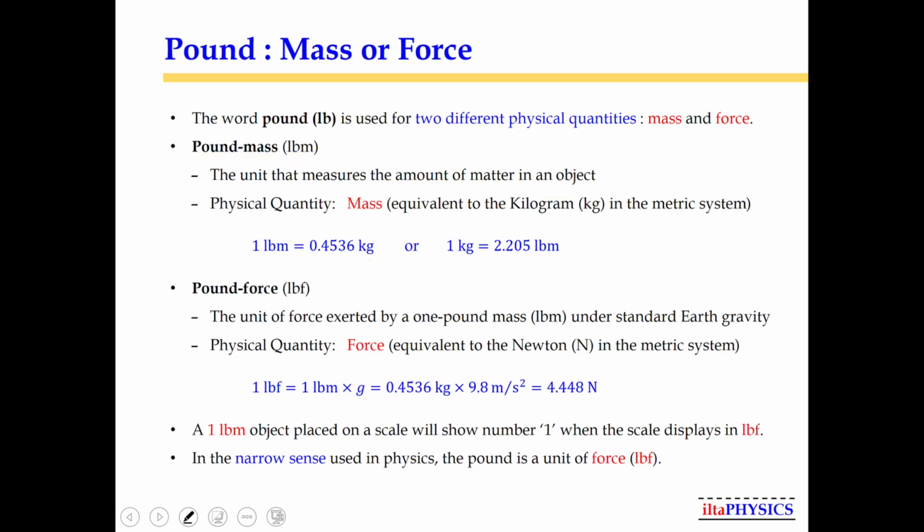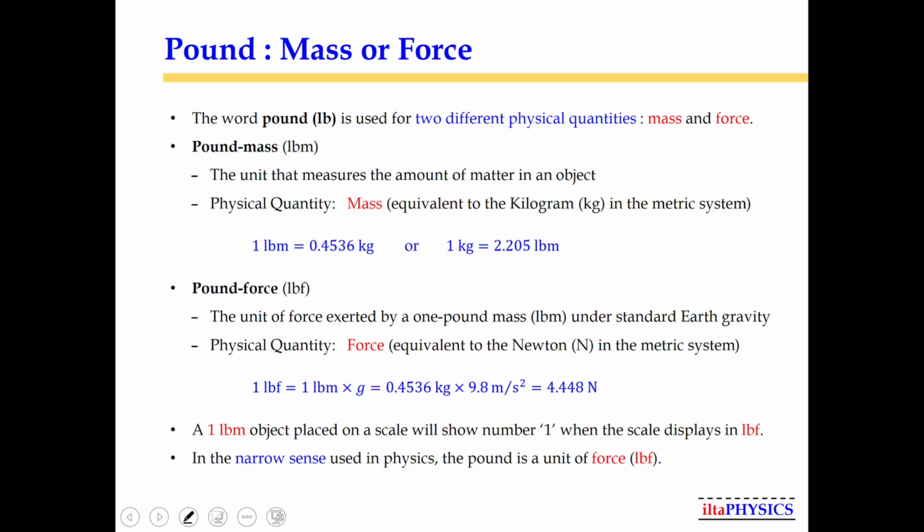On the other hand, pound force, or lbf, is used as a unit of force and is defined according to the definition of force: the gravitational force acting on a 1 pound mass object on Earth. In other words, according to Newton's second law, 1 pound force can be calculated as 1 pound mass multiplied by the gravitational acceleration, 9.8 meters per second squared, which equals 4.448 newtons. These are the two specific definitions of the unit called pound.